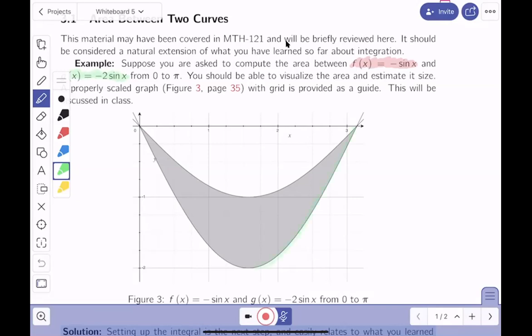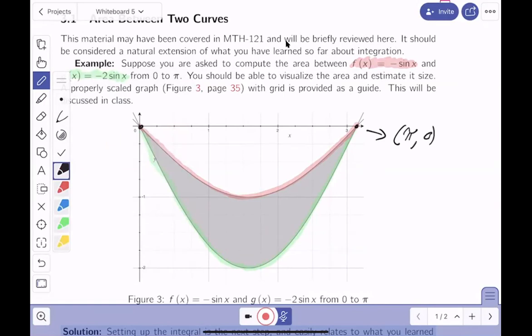So this is the curve, and again, I'm visualizing minus 2 sine x. And this is the curve minus sine x. I'm going to put down the points of intersection now. They're over here. And again, we have a visual. This is going to intersect at the point pi, comma 0. And this point over here is 0, 0. Now, where did you learn to graph trig functions? In Math 120.